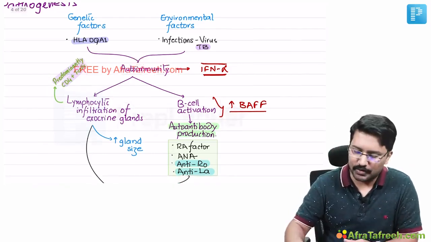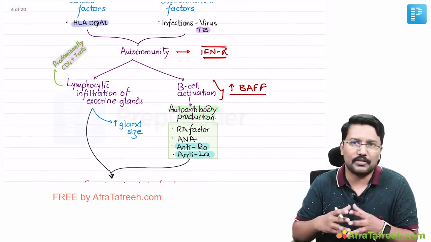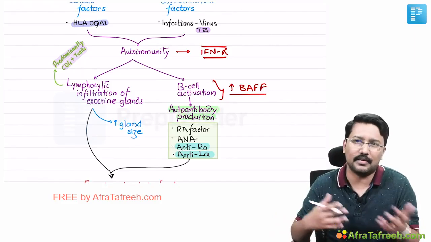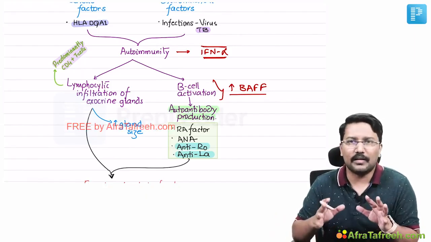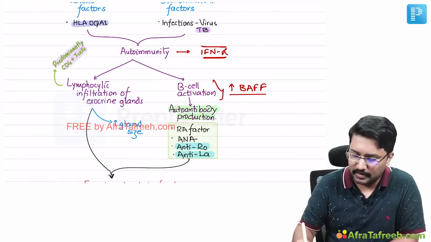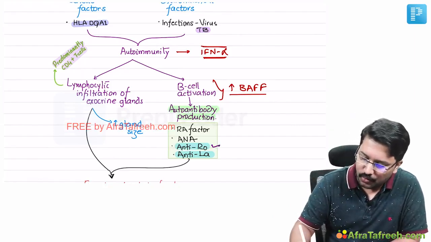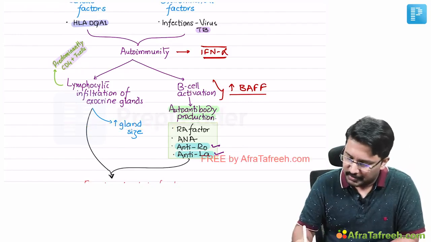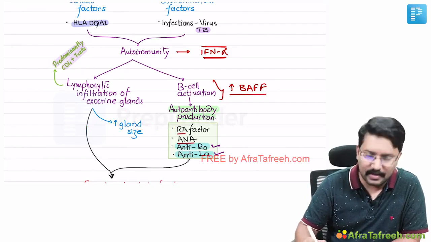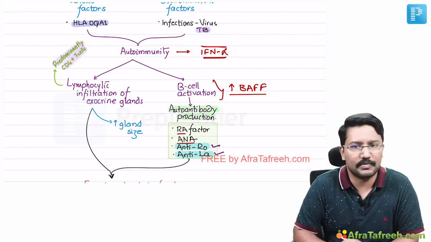So we know that certain autoantibodies are characteristically associated with Sjogren syndrome. They are not very specific because they can be seen in other disorders like SLE and rheumatoid arthritis. But they are relatively specific. I can't say that they are definitely specific, but they are relatively specific, like anti-Rho or anti-La antibodies, right? These patients also have other autoantibodies like RA factor as well as ANA.